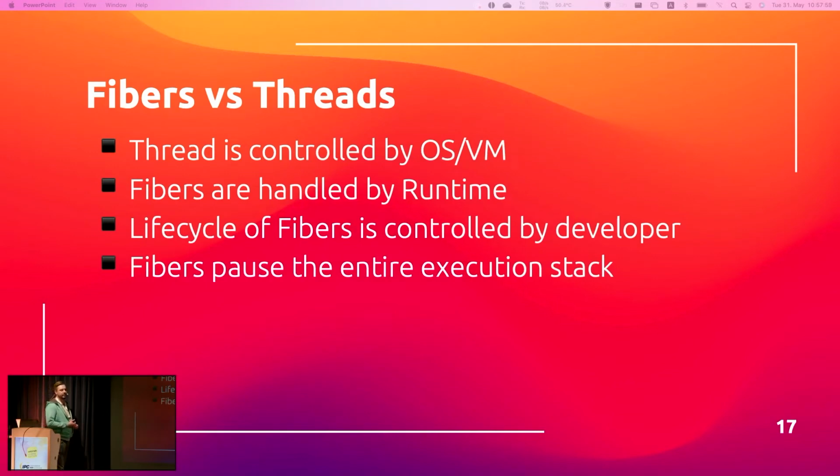The thread in PHP is controlled by the OS or some VM, and we cannot really have control over that. Fibers, on the other hand, are handled by a runtime. And probably the biggest difference here is that the life cycle of Fibers is controlled by the developer. So we decide when the Fiber suspends itself, when it's resumed, and when we let it be terminated.